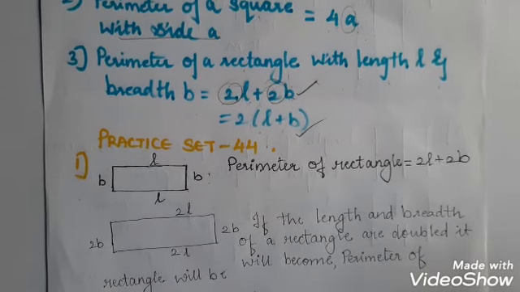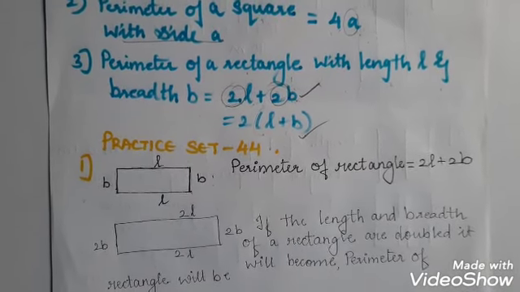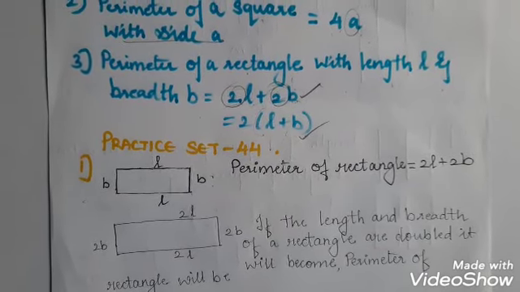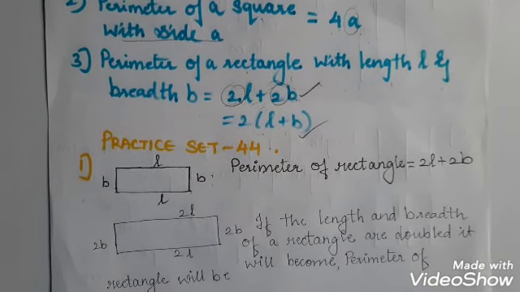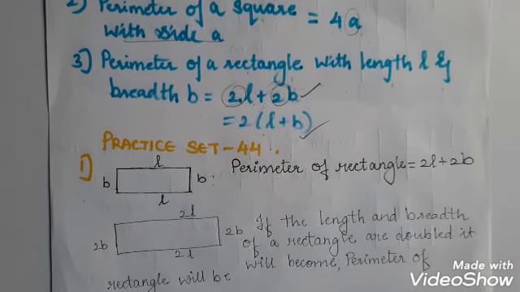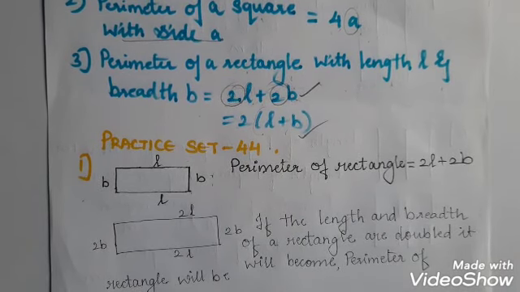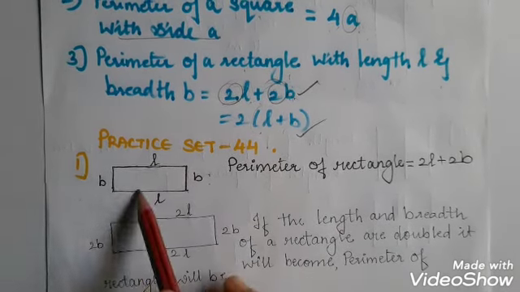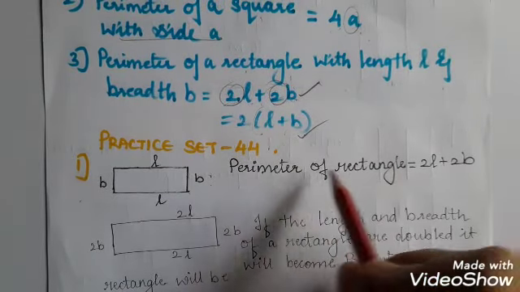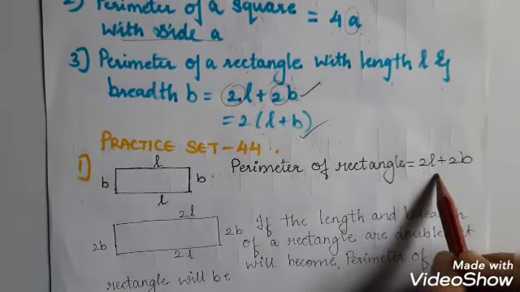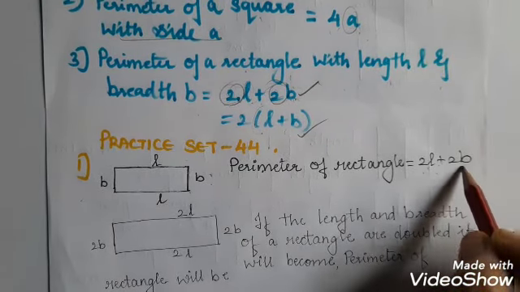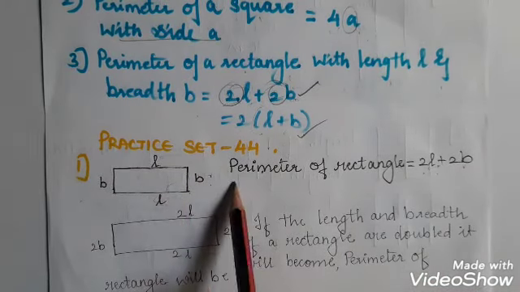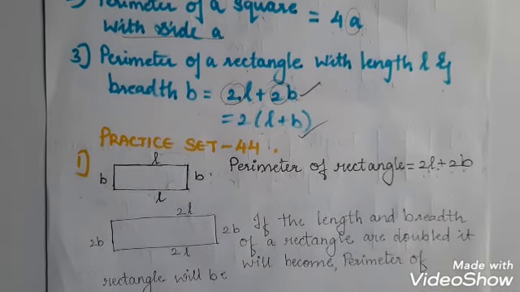That means if the length and the breadth are multiplied by two, how many times the perimeter of the old rectangle will that of the new rectangle be? So this was our old rectangle. The perimeter of the old rectangle is 2 length plus 2 breadth. Now, it is doubled, so it becomes 2L plus 2B.